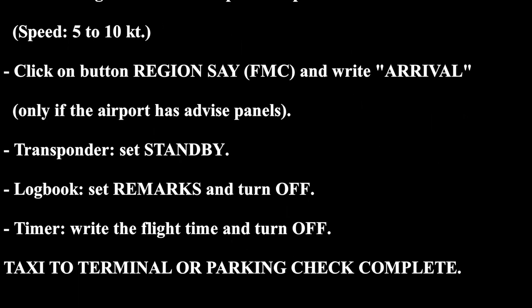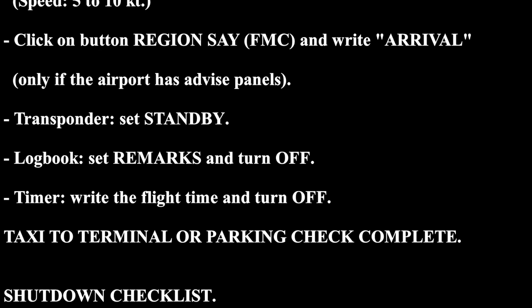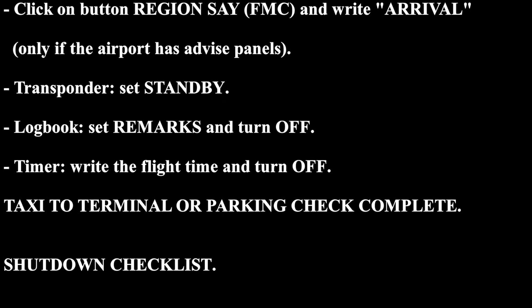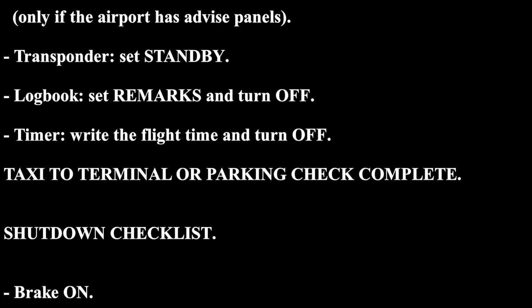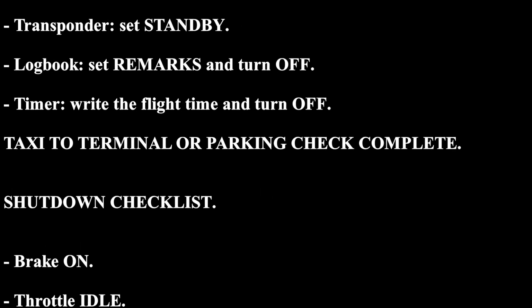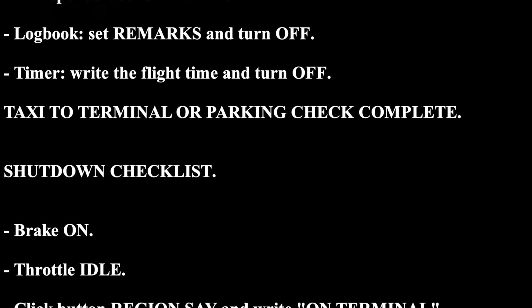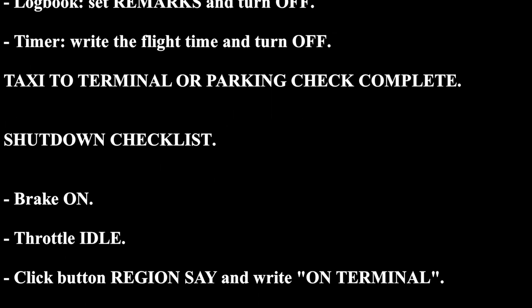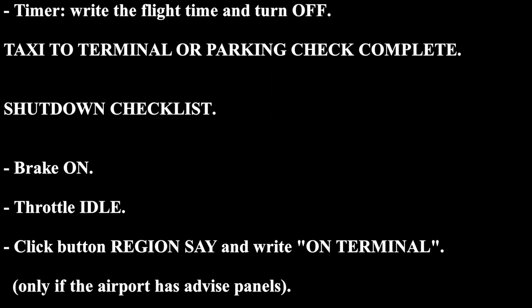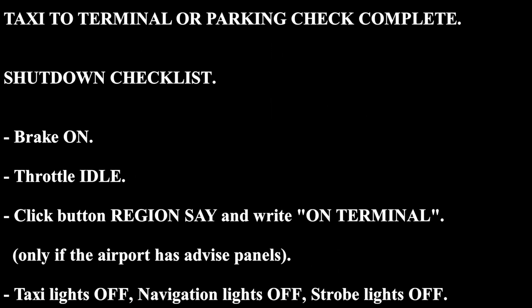Click on button region say, FMC, and write arrival, only if the airport has advise panels. Transponder, set standby. Logbook, set remarks and turn off. Timer, write the flight time and turn off. Taxi to terminal or parking check complete.